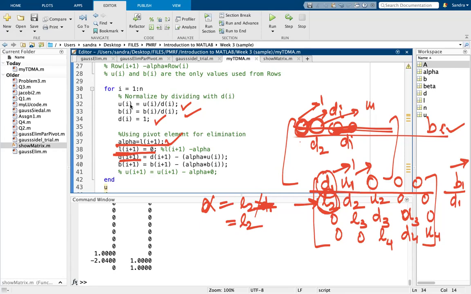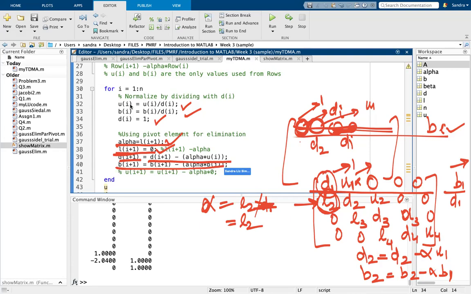So you can straight away, without doing it itself, write this is 0. Now what is D2? D2 is equal to D2 minus alpha times U1. So that is this. And what is B2? B2 is equal to B2 minus alpha times B1. What is there on the top? That is this equation.